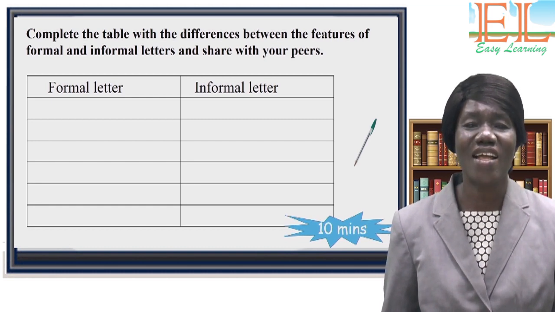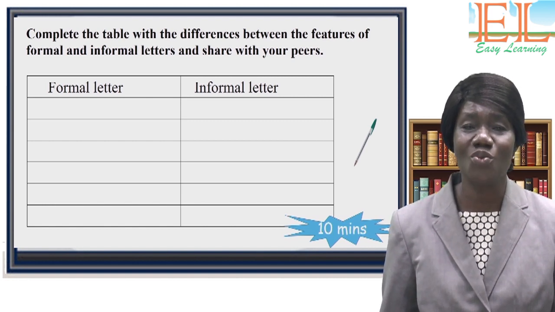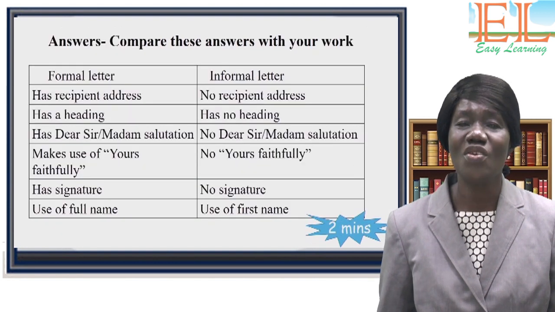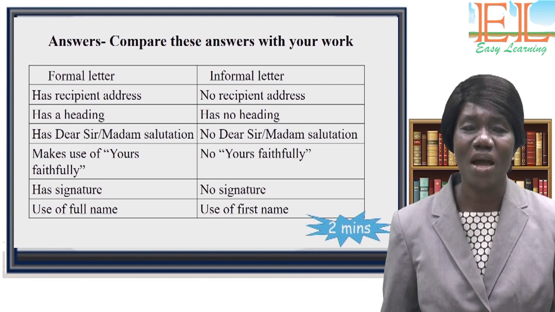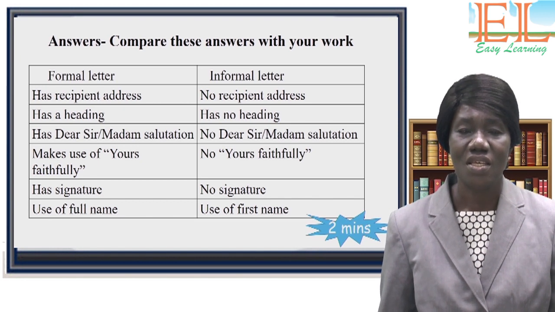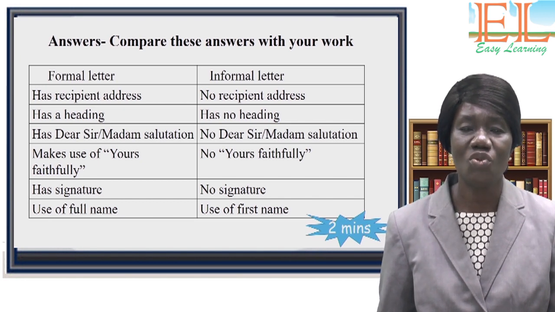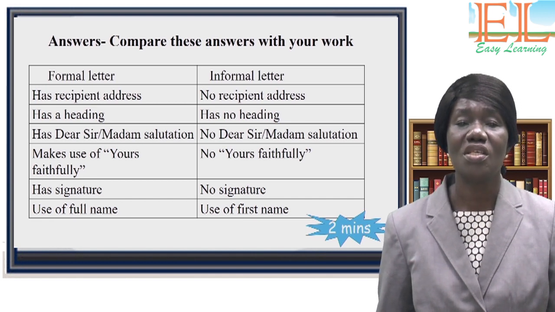You are welcome back. Now let's see the answers you wrote down. Compare these answers to what you wrote down and see whether you had the correct one. Formal letter will have recipient address. Informal, no recipient address. Formal letter will have a heading. Informal, no heading. So look at what you have on the board. Go through and check with yours and see. If there's any mistake or something you don't understand, then you go show it to your teacher. The teacher will help you. That's a homework for you.